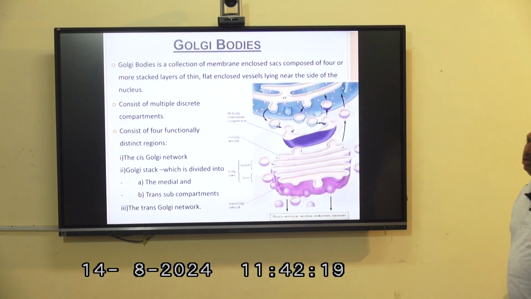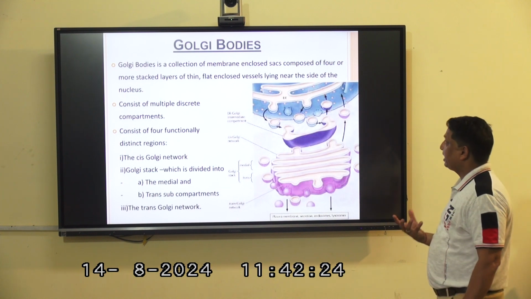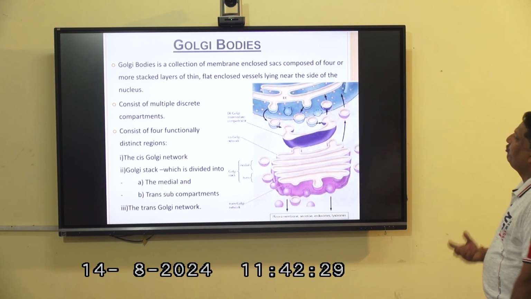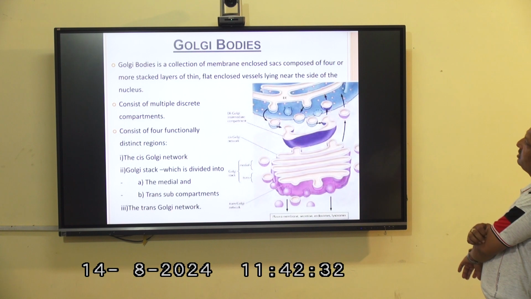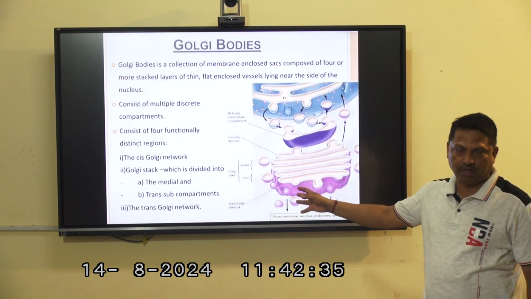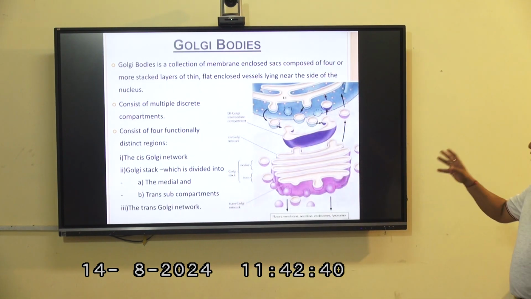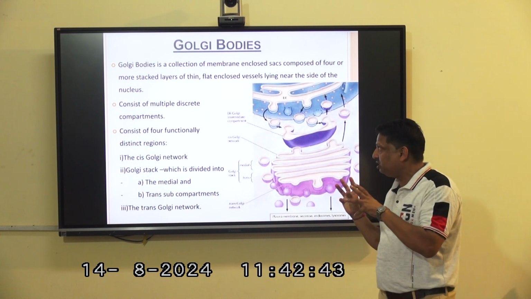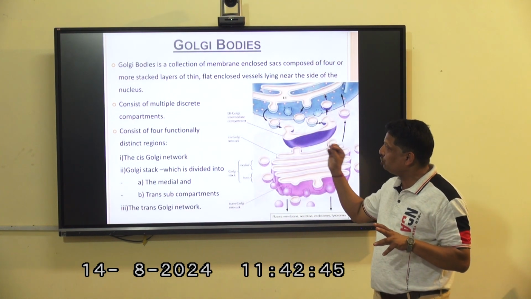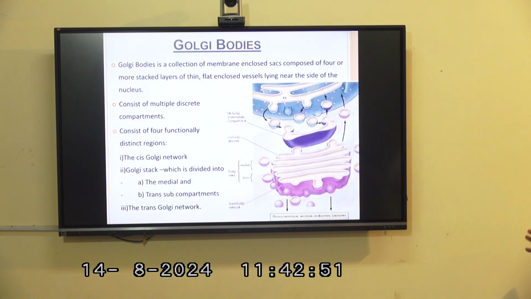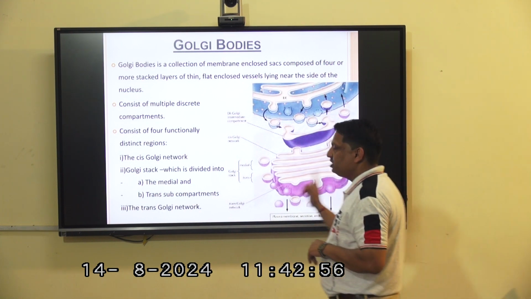Likewise, the Golgi body performs different roles in the cell. The Golgi body is a collection of membrane-enclosed cells composed of 4 or more stacked layers of thin, flat, and closed vessels lying near the site of the nucleus. Because this is the adjoining organelle concerned to the nucleus, and the particularly most important significant point we should not forget is that they consist of multiple discrete compartments, and they consist of functionally distinct regions: cis-Golgi network, Golgi stack, and the trans-Golgi network.